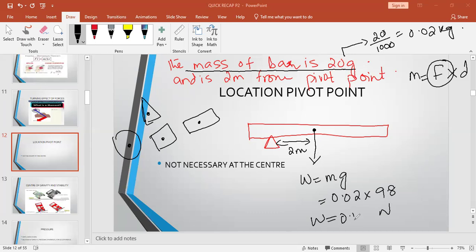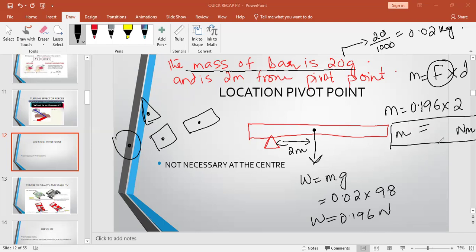0.196. So now I have a force that is acting in the center, which is 0.196. And if I want to find out the moment now, so moment will be equals to 0.196 multiplied by 2. Clear? So that will be the moment. And the unit of moment is Newton meter. Tell me the answer. It's 0.392. Did you get it? Yes.